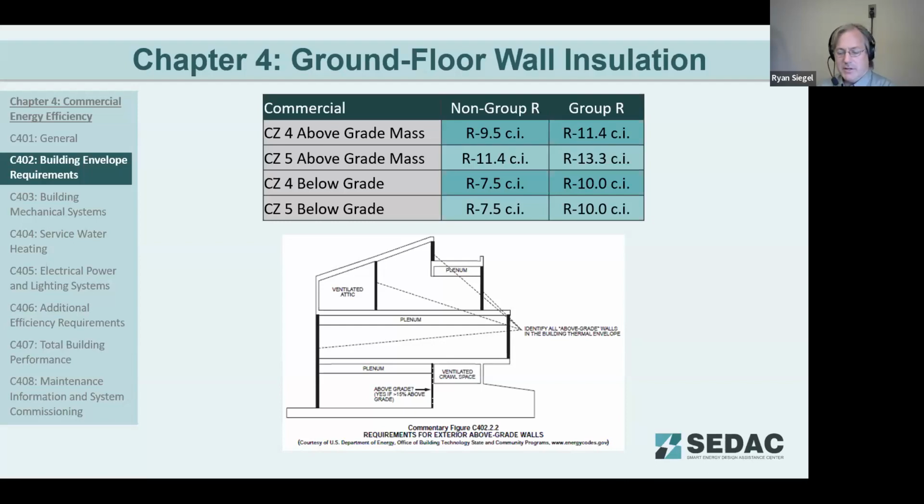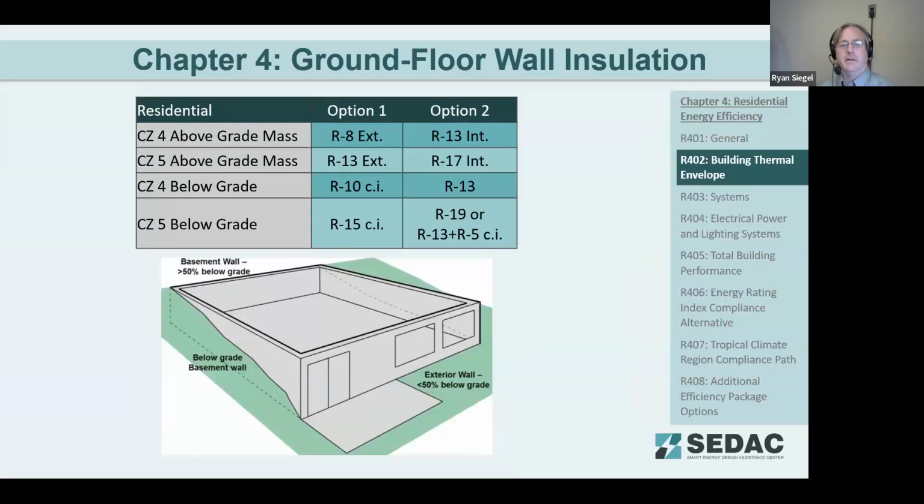If we look below grade, it's either R-7.5 continuous or R-10 continuous. If we look over at residential below grade, we're looking at R-15 continuous, or, if you wish to not do as much continuous, there is an option of R-19 cavity or R-13 cavity plus R-5 continuous on the outside. So it gives you a little more flexibility on the residential side compared to the commercial side, with a few more options.